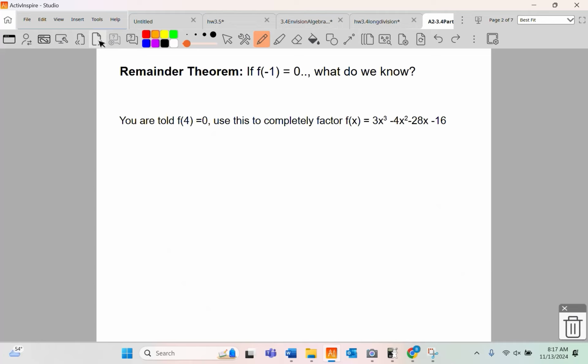All right, before we move on here, here's the remainder theorem. If f of negative 1 is 0, what do you know? X is not 1, 0. X is negative 1 is something you know. What else do you know? X plus 1 is a factor. Thank you.